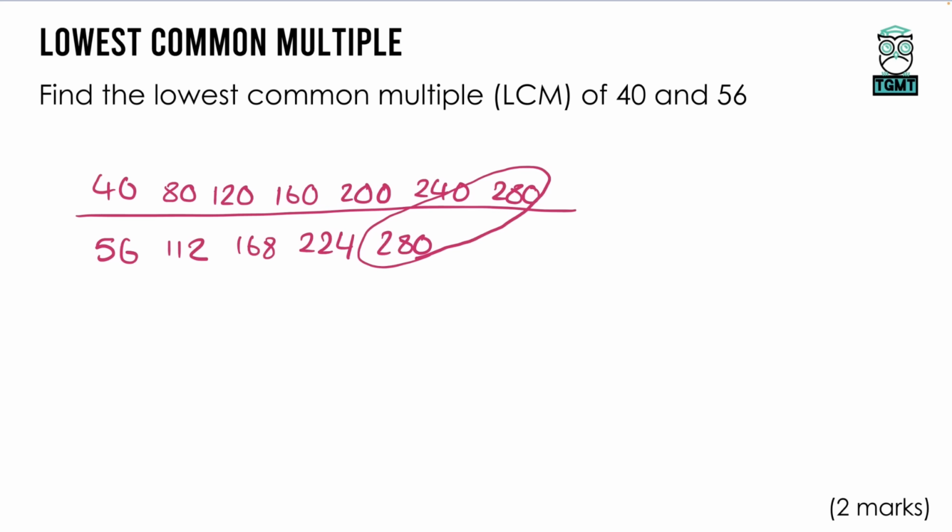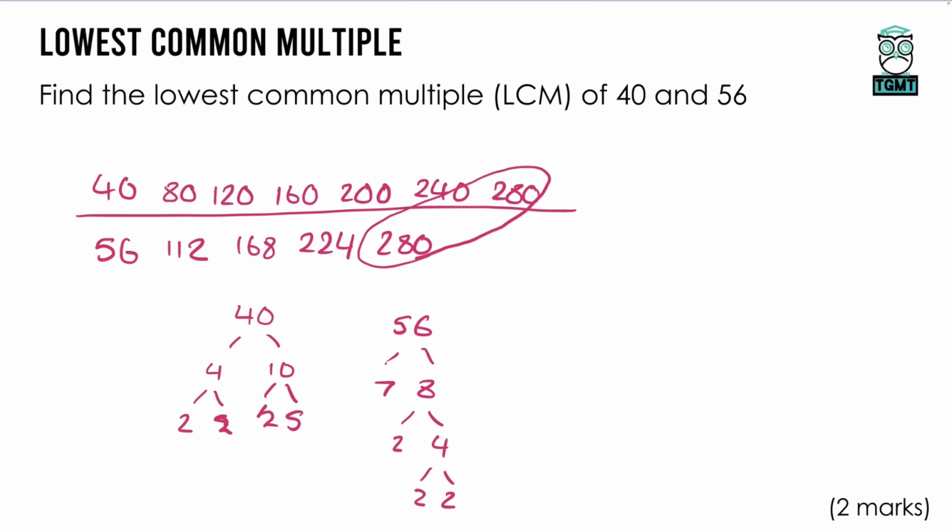Now, if the numbers are slightly higher or a little bit more complicated and you think the list is going to go on for quite some time, you can write these numbers as a product of prime factors. So 40 would be 4 times 10, and then we have 2 times 2 and 2 times 5, and then we can go for the 56, which is 7 times 8, and then keep going with your 8. And there we go.